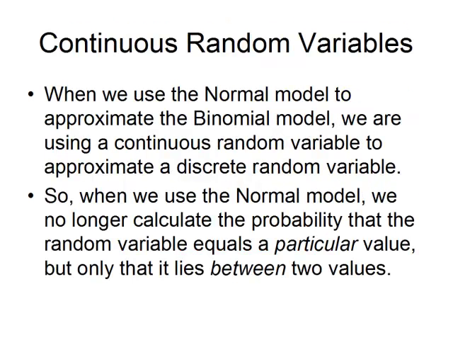When we use the normal model to approximate the binomial model, we are using a continuous random variable to approximate a discrete random variable. So when we use the normal model, we no longer calculate the probability that the random variable equals a particular value, but only that it lies between two values.